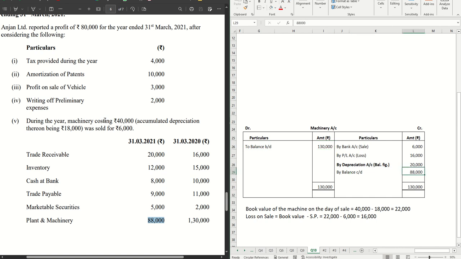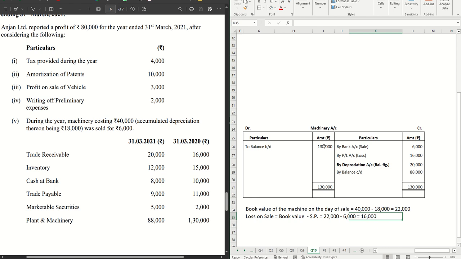There is a machinery that was sold for 6,000. So by bank, sale is 6,000 here. The cost price of the machine is 40,000 and there is an accumulated depreciation of 18,000. That means the book value of the machine on the day of sale is 22,000, which is 40,000 minus 18,000. And if you're selling it for 6,000, that means there is a loss. So loss on sale is book value minus selling price, which is 22,000 minus 6,000, 16,000. So this is put here.